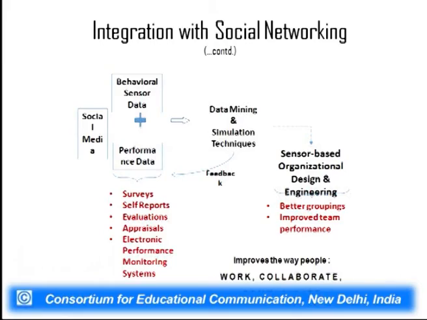So altogether, if we mine this data with the help of a sensor network, we can generate some social and sensor based organizational design and engineering, so that we can get better groupings and better team members collaborating together. If we have 2 or 3 people together and we know that these people have the same behavioral activities, the same likings over the social network, or the same good records in performance data, then we can put these 4 or 5 people within a particular team, so that the team performance can increase.